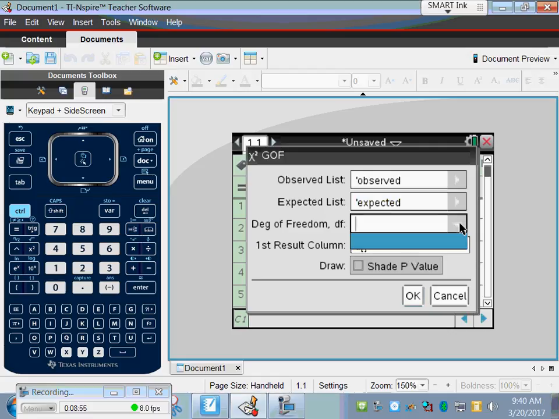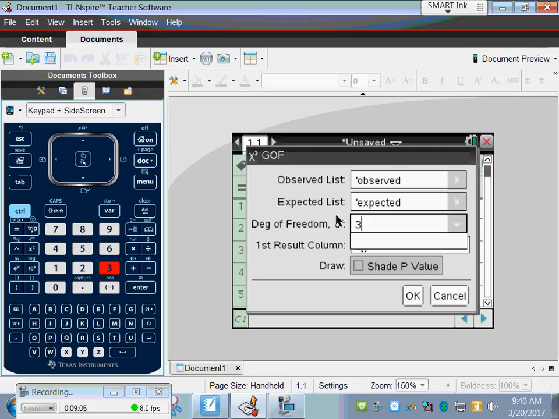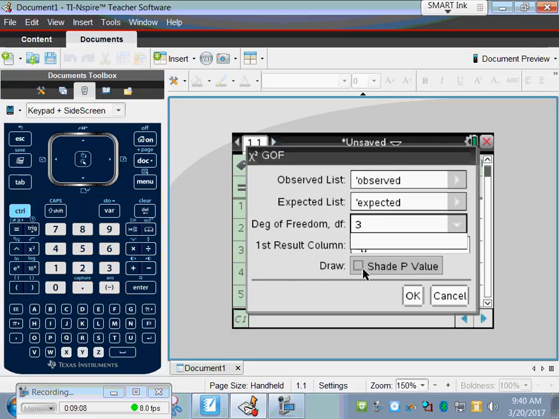Degrees of freedom. How do we figure out degrees of freedom? Number of categories minus 1. So there were 4 categories for the 4 quarters of the year, and so 3 goes in for degrees of freedom. If you do click the shade p-value, it'll give you a really pretty graph. I'm not going to because it takes up some space, but it will give you a graph of that.